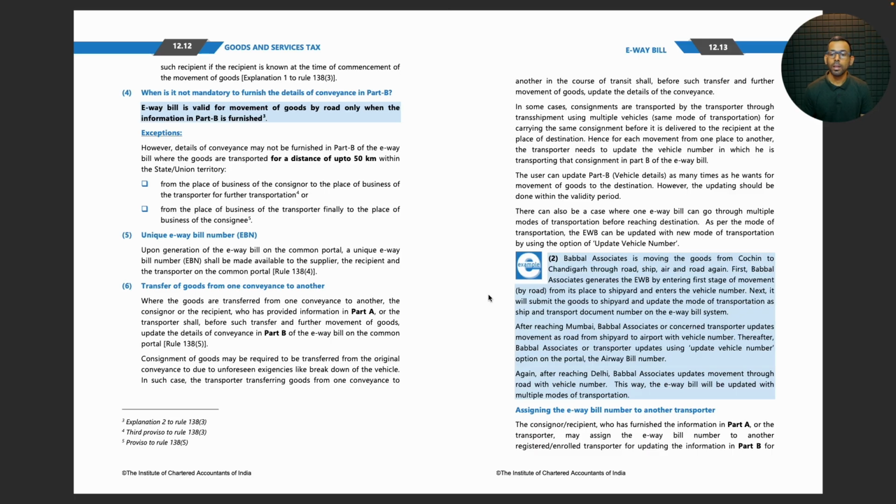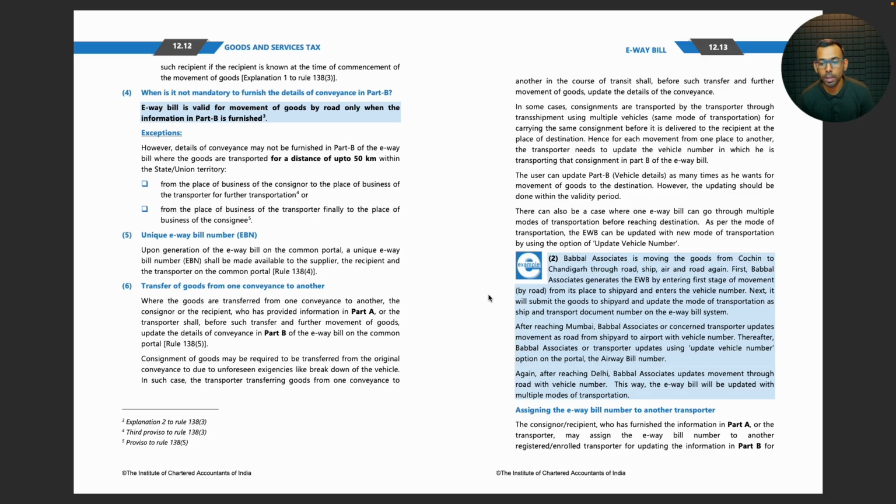In some cases, consignments are transported by the transporter through transshipment using multiple vehicles, same mode of transportation, for carrying the same consignment before it is delivered to the recipient at the place of destination. Hence, for each movement from one place to another, the transporter needs to update the vehicle number in which he is transporting that consignment in Part B of the e-way bill. The user can update Part B as many times as he wants for movement of goods to the destination. However, the updating should be done within the validity period.